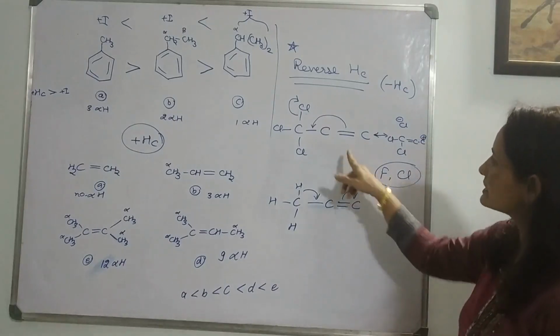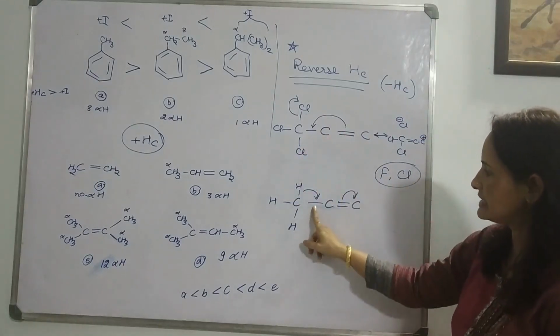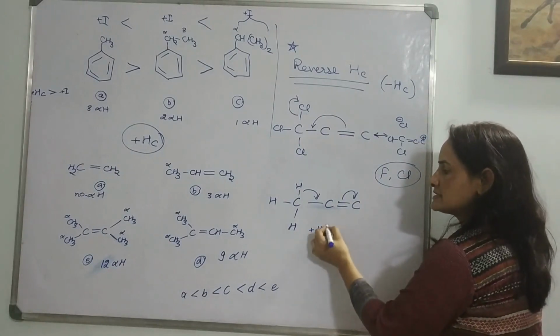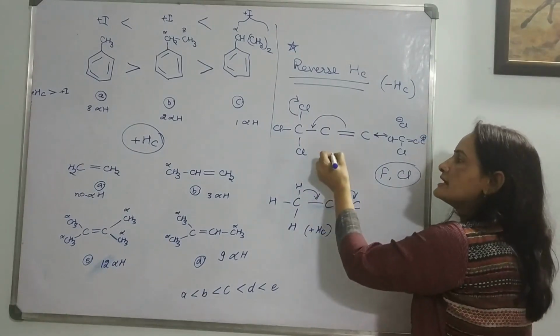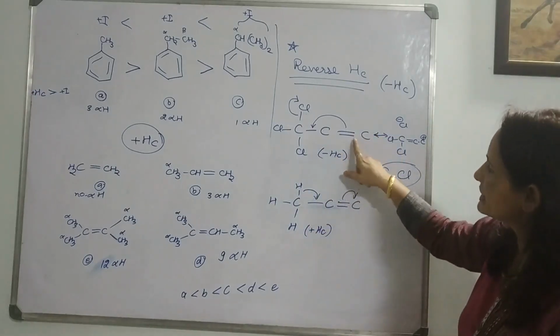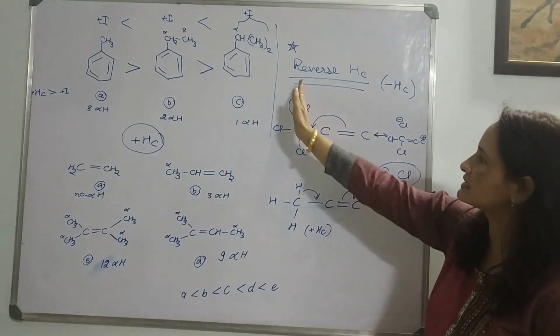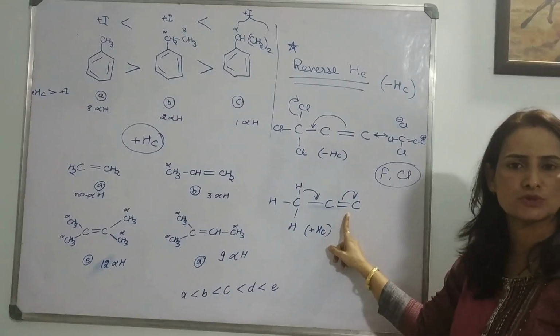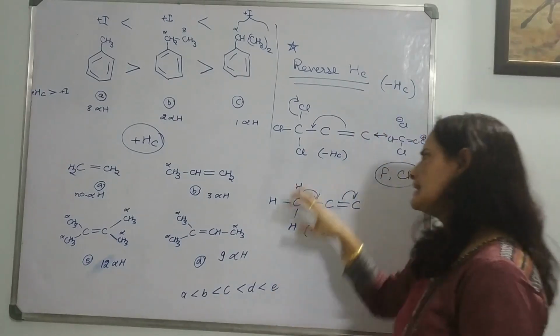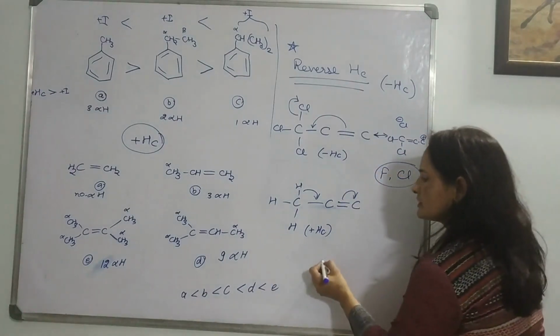That means here the direction of flow you can see in comparison to this. This is the hyperconjugation, means plus hyperconjugation. This is the reverse hyperconjugation, means minus hyperconjugation. So in this case you can see the direction of flow of electron is reversed. So this is the special case of hyperconjugation, either in chain or in ring.